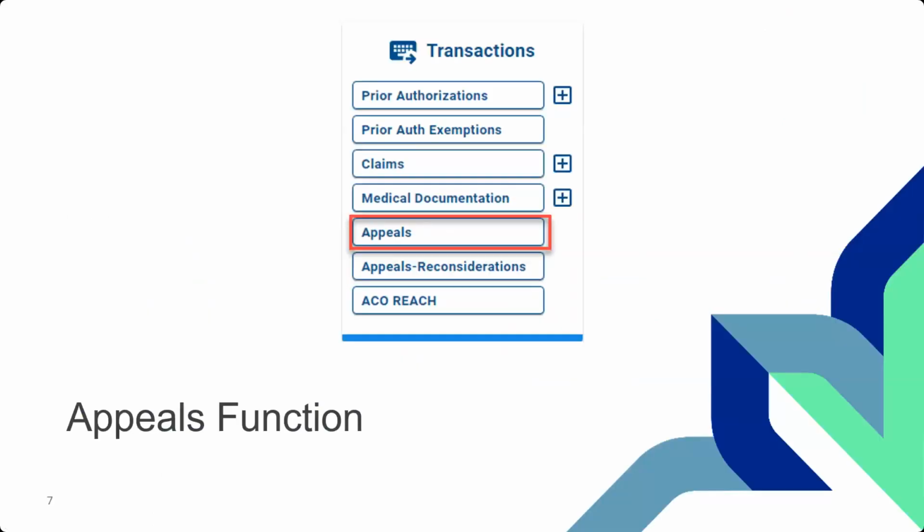So we're going to start out by looking at how to submit an appeal. Then we will cover the appeals search function that I have outlined here. It can be found on that transaction card for standard users and MPI administrators.